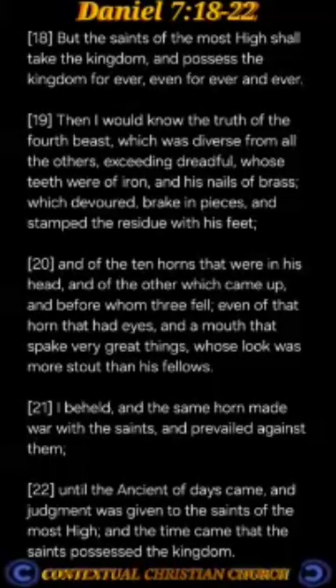Then it's talking about how it had eyes and a mouth that spake very great things, whose look was more stout than his fellows. What area was it that did this? What is the little horn that did this? It's not just the Catholic Church. There was an area that I brought up. Charles, do you remember what the area was? No, I don't remember. The Vatican. Vatican City. Those three kingdoms got absorbed into the Vatican, and the Vatican City basically took over those areas. Not literally took over, but absorbed, so to speak.